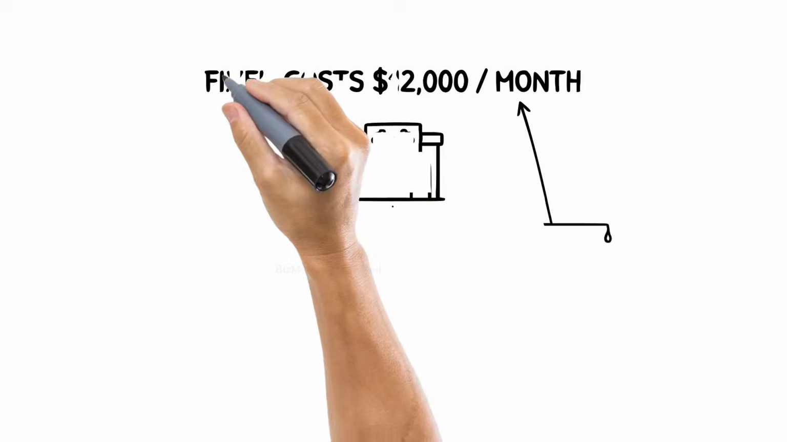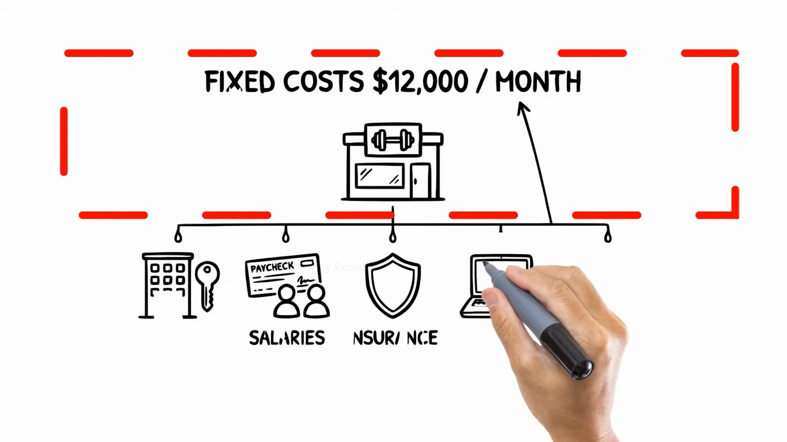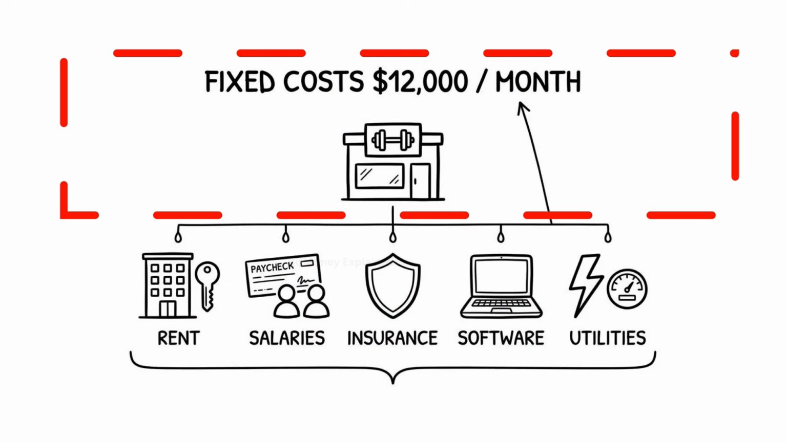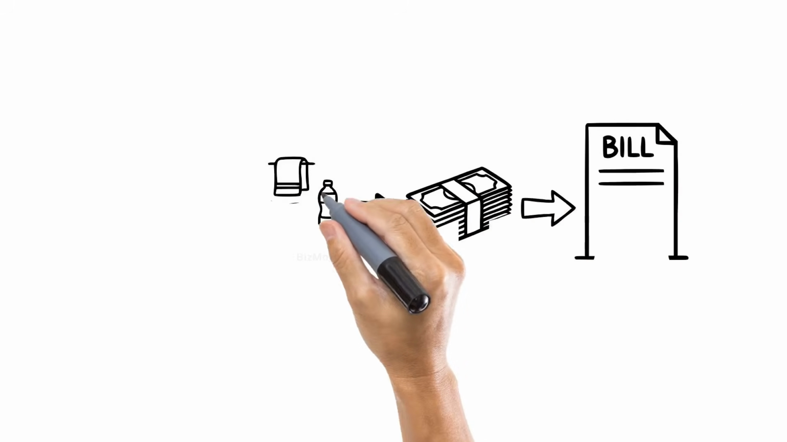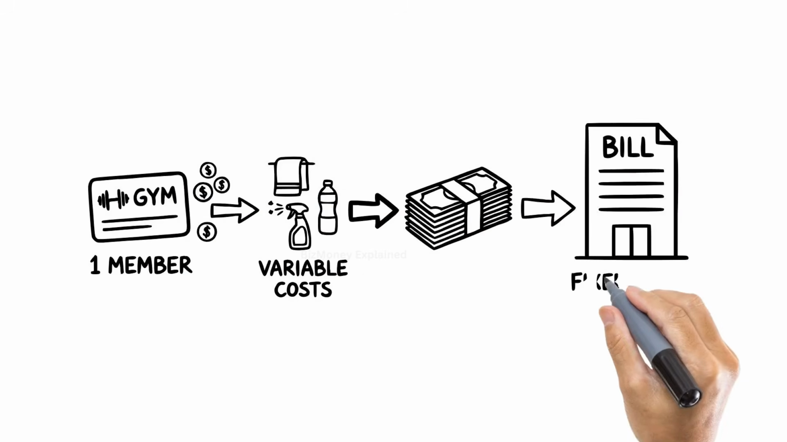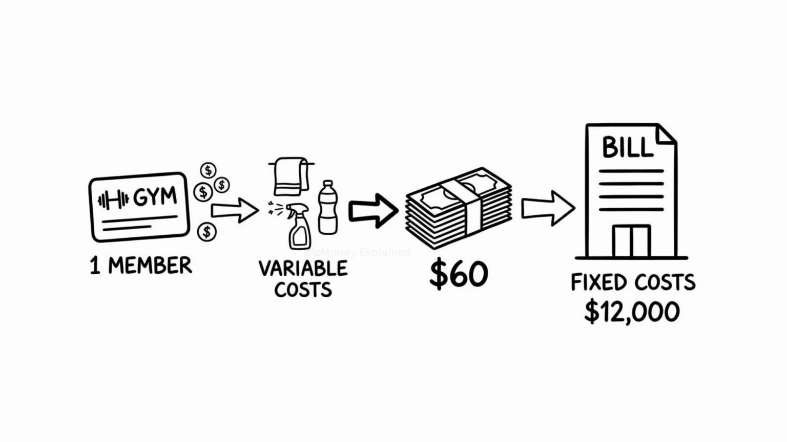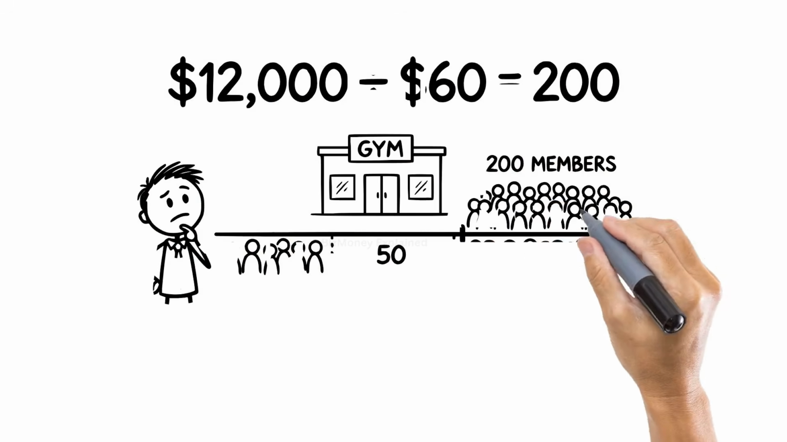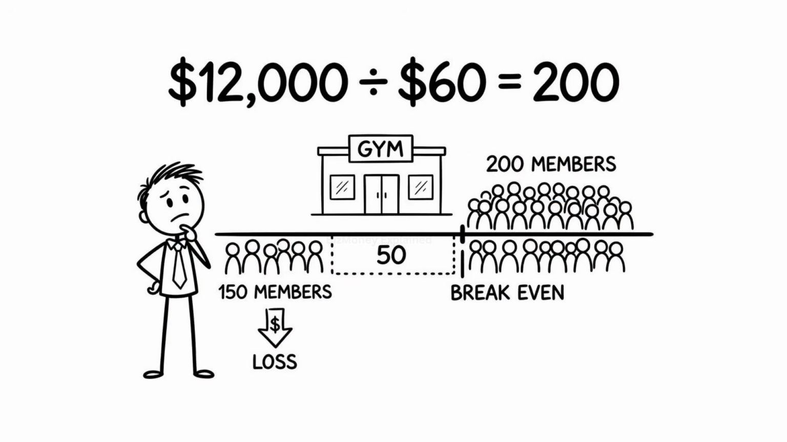Find your break-even point. Suppose a small gym has monthly fixed expenses of $12,000, including rent, salaries, insurance, software, and utilities. After the variable costs associated with serving each member, the gym effectively keeps about $60 from each monthly membership toward covering those fixed expenses. Divide $12,000 by $60, and the gym needs roughly 200 active memberships just to break even.